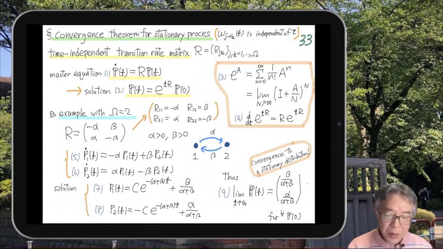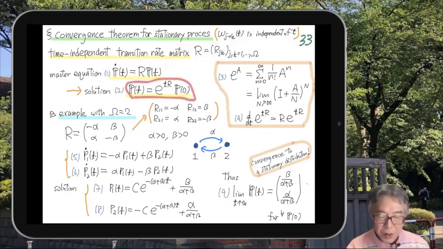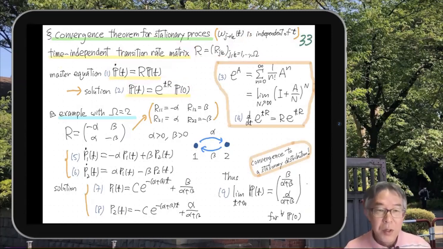In this case, the transition rate matrix no longer depends on time. So we have a time-independent omega by omega transition rate matrix R. Okay, and the master equation is simply this. You don't have t here. And then this is a very simple ordinary differential equation, and it can be formally solved like this. So this is the general solution of this.